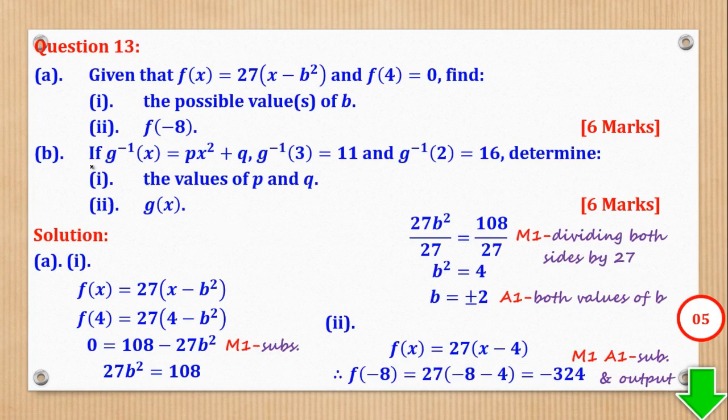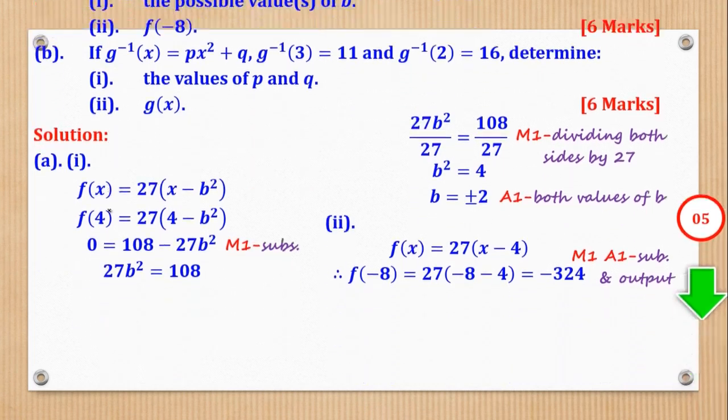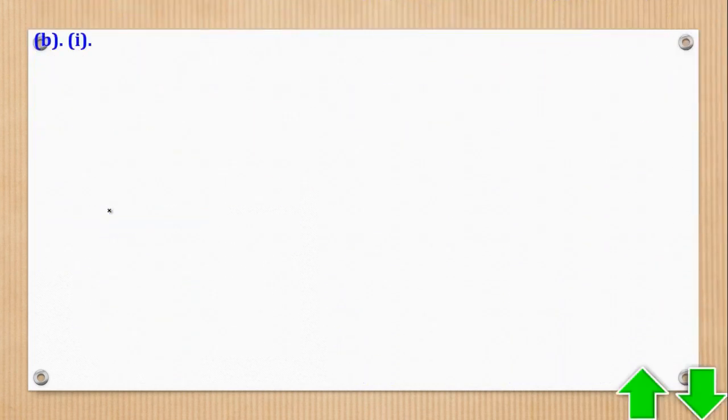Now we shall go to part B, which says if inverse of g(x) is this, inverse of g(3) is 11, and inverse of g(2) is 16. Determine the values of p and q, and the expression of g(x). Okay. So usually they give you g(x) and you get the inverse, but now they're giving you the inverse, you have to get g(x).